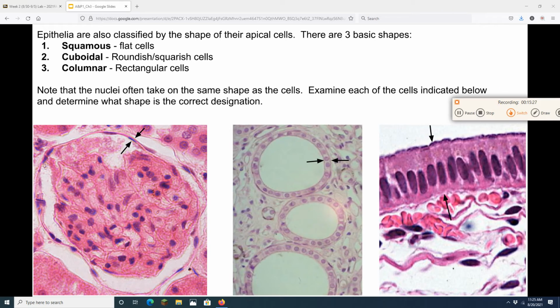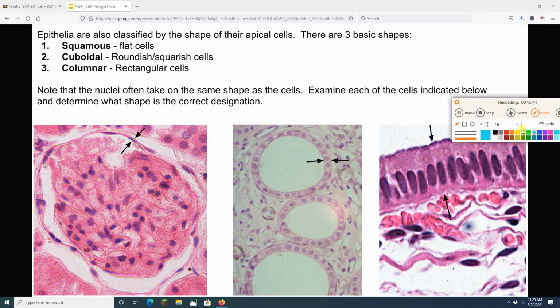So, let's look at these. I got a double black arrow here pointing at this epithelial cell right here. Do you see that nucleus right there? Look how flat it is. That nucleus is flat, so this guy right here, the black arrow, is on a squamous cell.